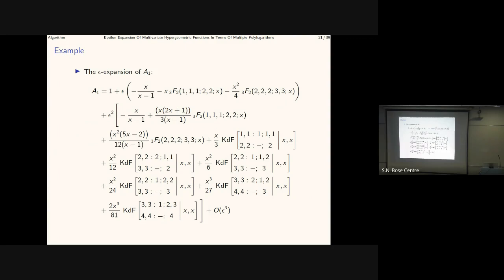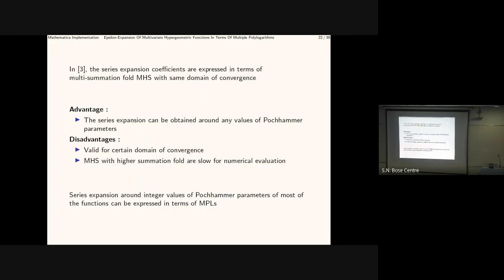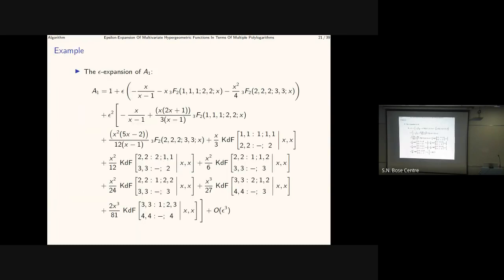And it turns out that these Kampé de Fériet functions are complicated to evaluate beyond their domain of convergence, and higher order terms will have hypergeometric functions with more summation indices. That also takes too much time to run the sum. So instead, what we could do is slightly modify the algorithm and express all these complicated functions in terms of what we call polynomials.